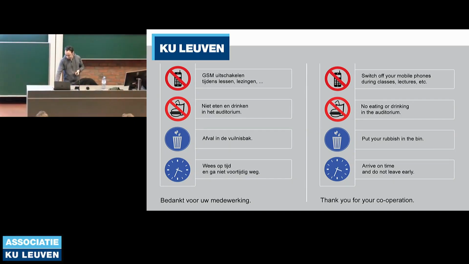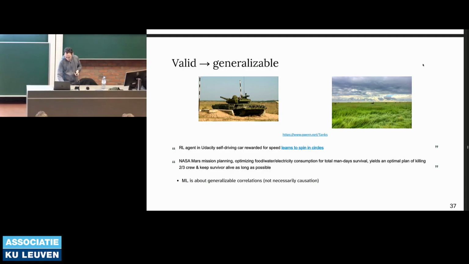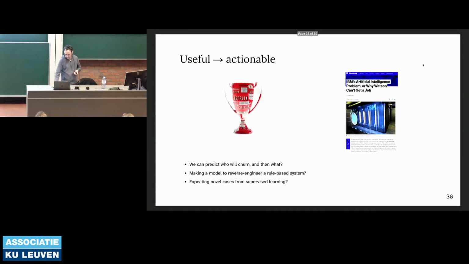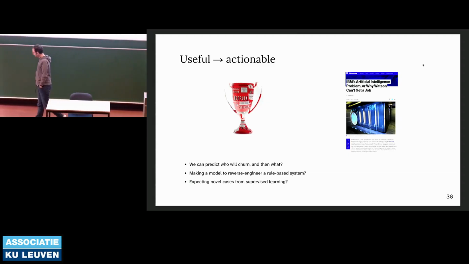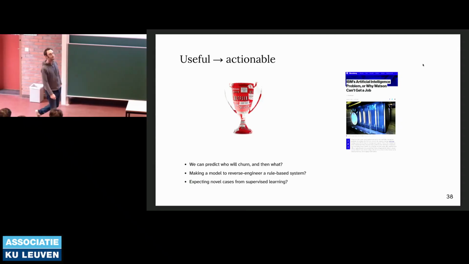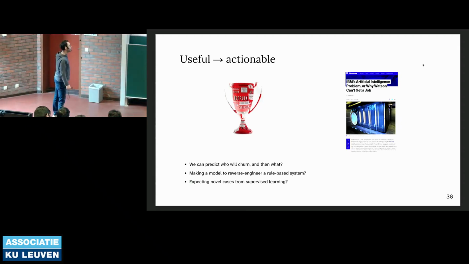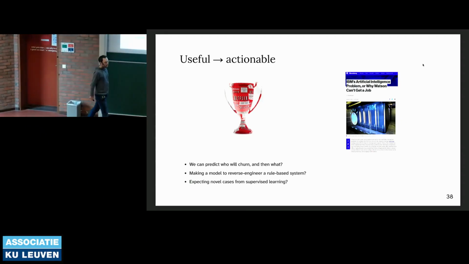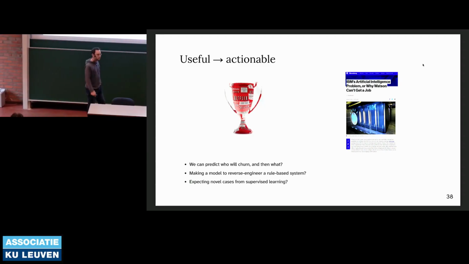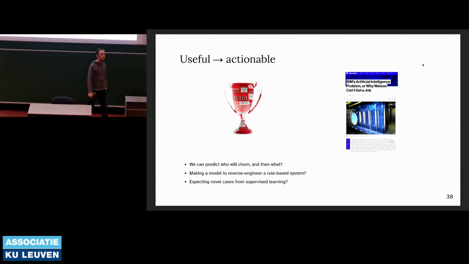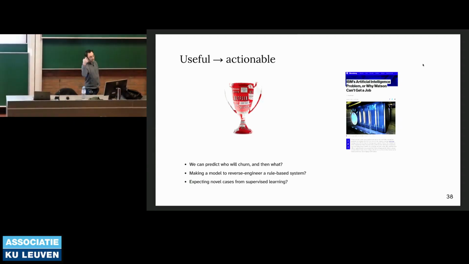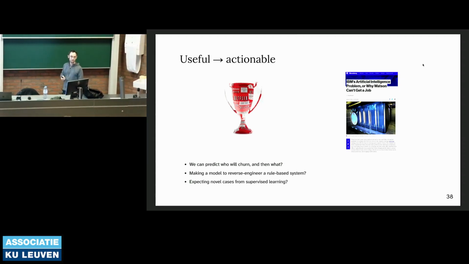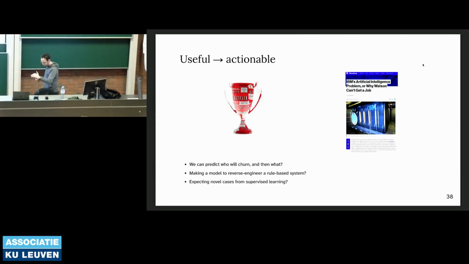Second one is useful, actionable. I already gave you the example of, well, we can predict who will churn and then what. There are other examples. Netflix prize is also an old one. At one point, Netflix is an old company by now, they wrote out a $1 million, now that's maybe too little, but at that time, $1 million prize if you can come up as a team with a system that improves their recommendation engine. So if you open up the homepage of Netflix, you get some movies, well, make that better.